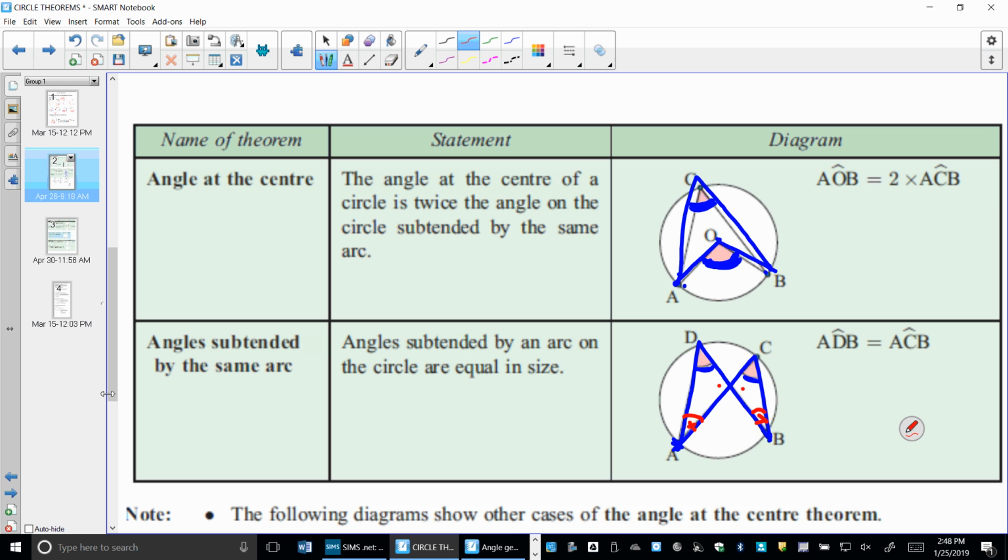If from any two points on the circumference, you can draw to the outside edge, to anywhere else on the outside edge, those two angles will be equal to each other. Okay?